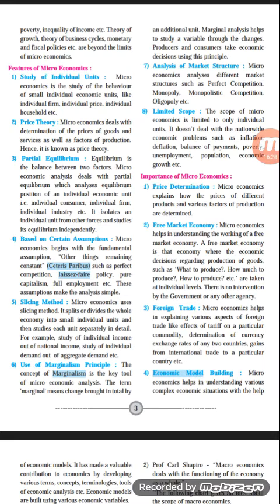The third one is partial equilibrium. Equilibrium is between the 2 factors like demand and supply. When the demand and supply forces intersect each other on a particular chart, it means there is a point of equilibrium. But in microeconomics, the analysis deals with partial equilibrium.